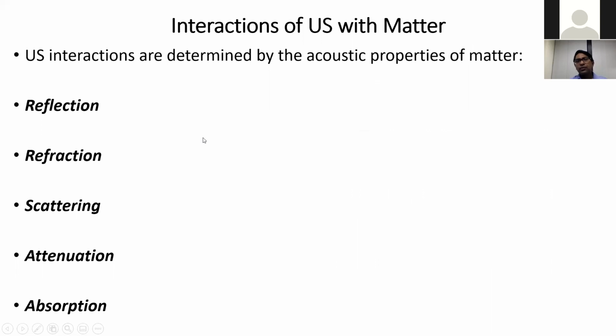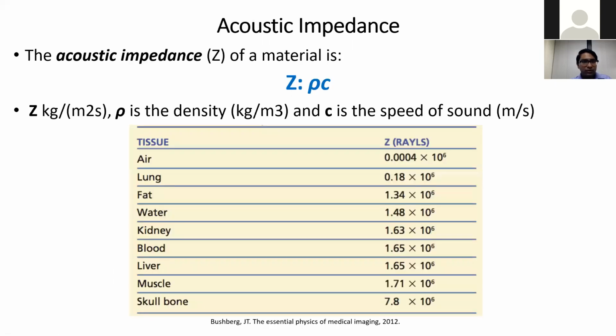So when ultrasound interacts with matter, there are a few important properties that we notice, and I want to quickly go through some of them. These are reflection, refraction, scattering, attenuation, and absorption. These are the basic concepts of acoustic properties related to ultrasound. I'm going to quickly walk through some of them.